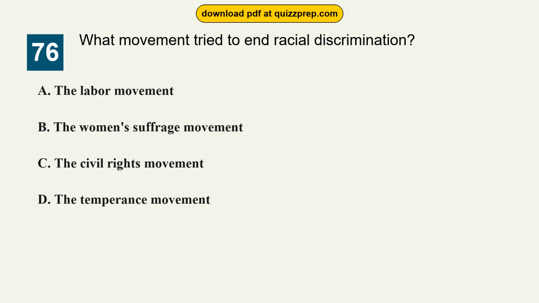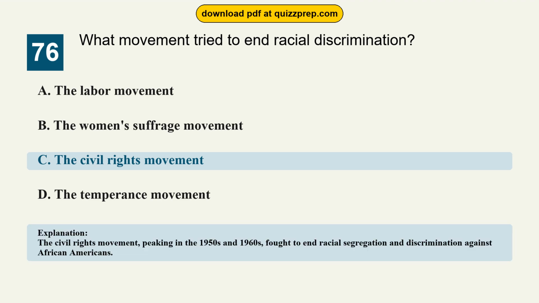Question 76. What movement tried to end racial discrimination? Option A, the labor movement. Option B, the women's suffrage movement. Option C, the civil rights movement. Option D, the temperance movement. The correct answer is option C, the civil rights movement. The civil rights movement, peaking in the 1950s and 1960s, fought to end racial segregation and discrimination against African Americans.